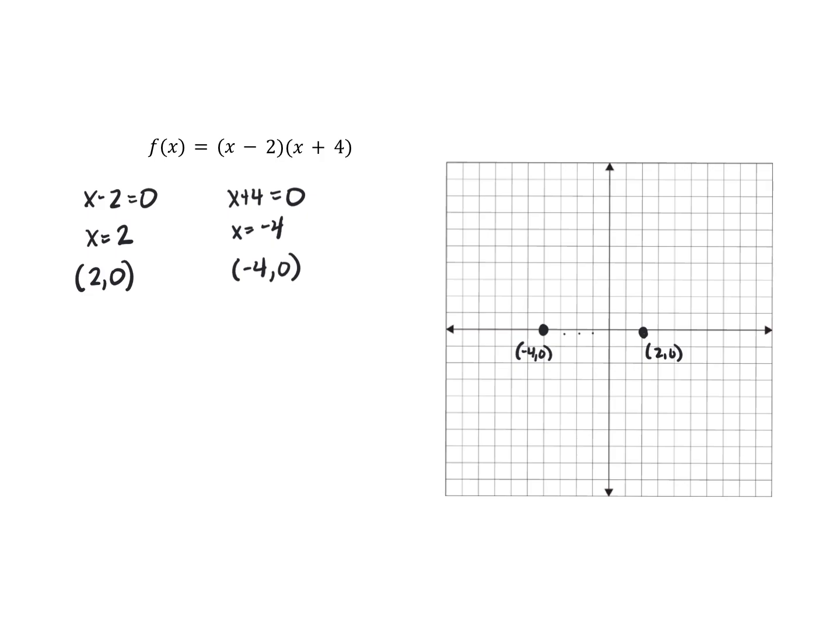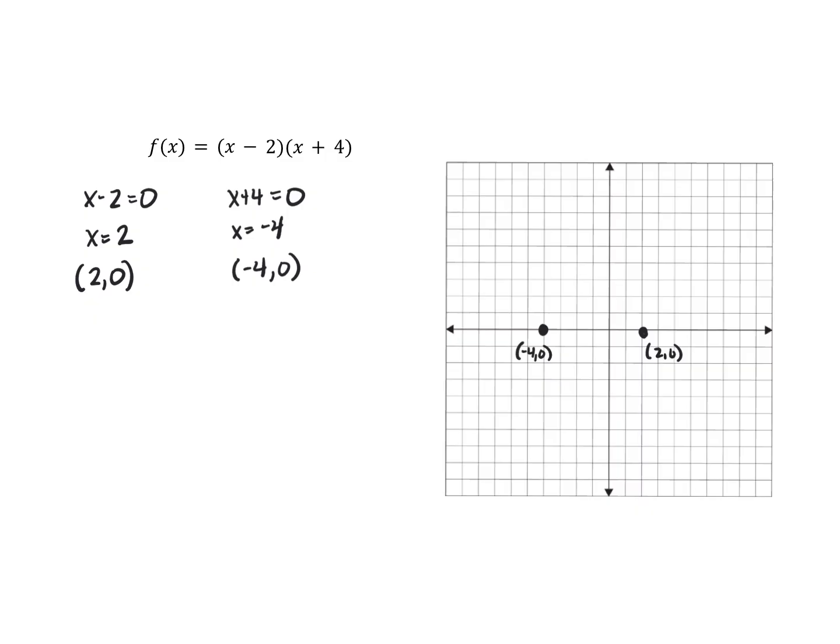Now that we have our x-intercepts on the graph, let's go ahead and plot our vertex on the graph as well. And once you have the x-intercepts, finding the vertex becomes a simpler process because the x value of the vertex is going to be halfway in between the x values of your x-intercepts.